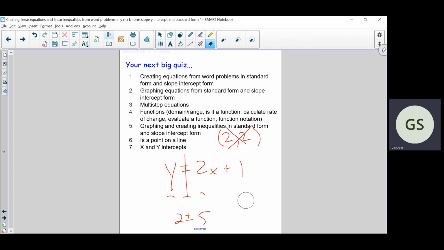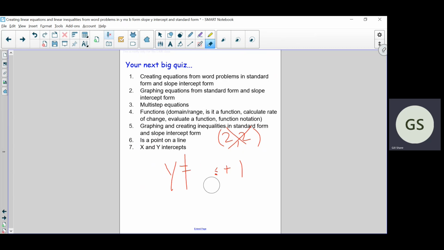Let's try another one. Actually, I'm going to give you one that works. We could figure one out. That's another part of the quiz, I think. I could say, well, what if x was 0? If x was 0, this whole part would kind of go away, and then y would have to be 1. So if x were 0 and y were 1, I know that would be on the line because I just kind of solved it out to make that happen.